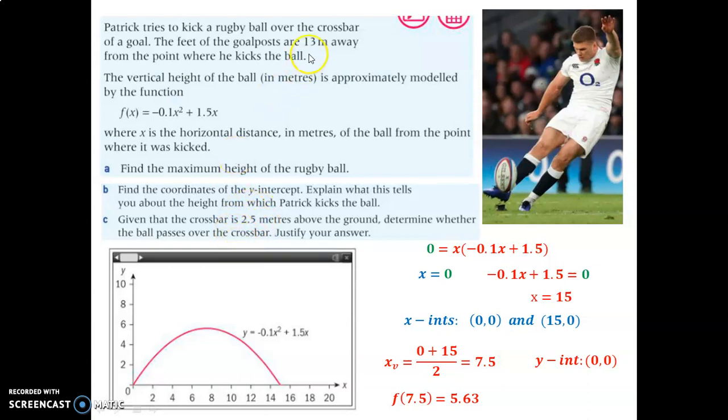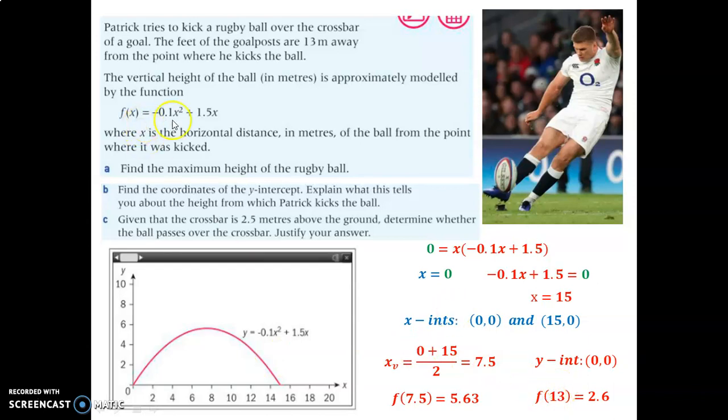We know the goalpost from the beginning here tells us it's 13 meters from the kicker. So 13 meters from the kicker is going to be here. Your job is to find out if, right here, the ball is passing over the goalpost or not. Okay, here's how we can do that. It's very simple. You put 13, your x value, into the function.